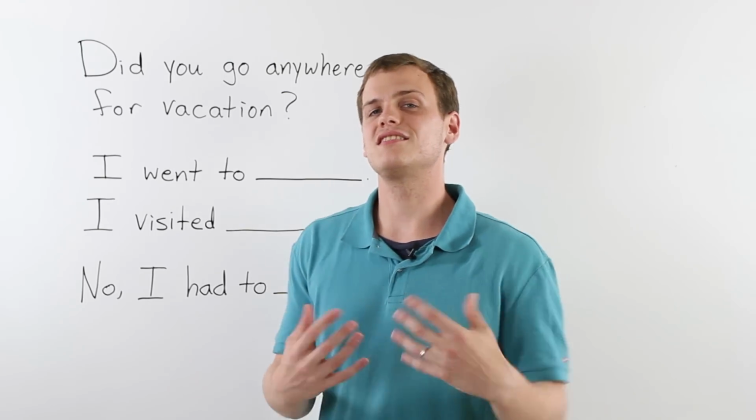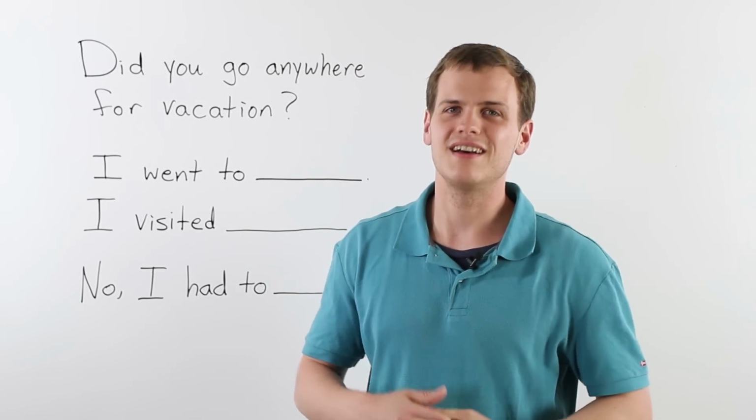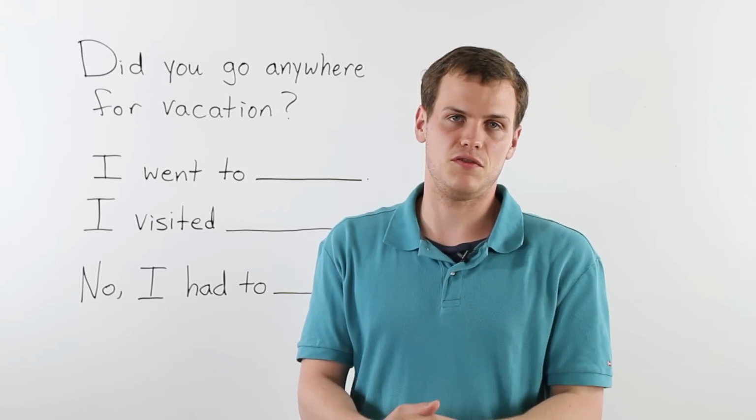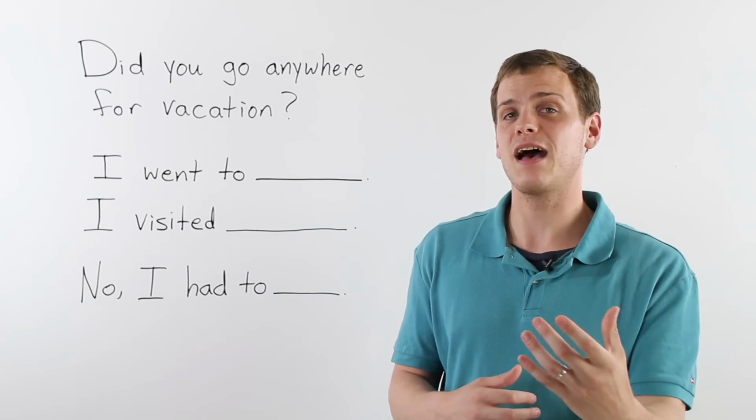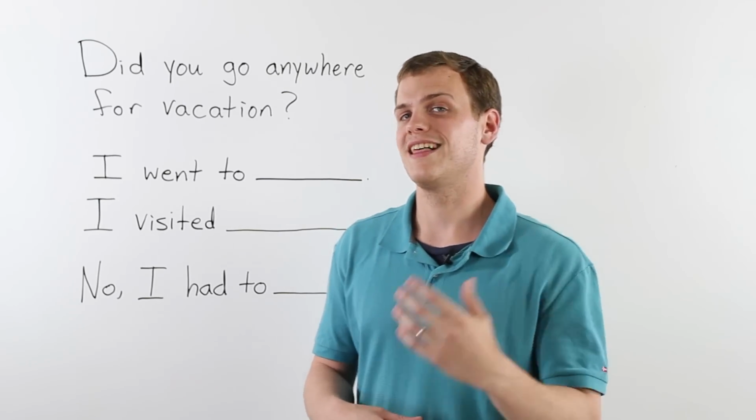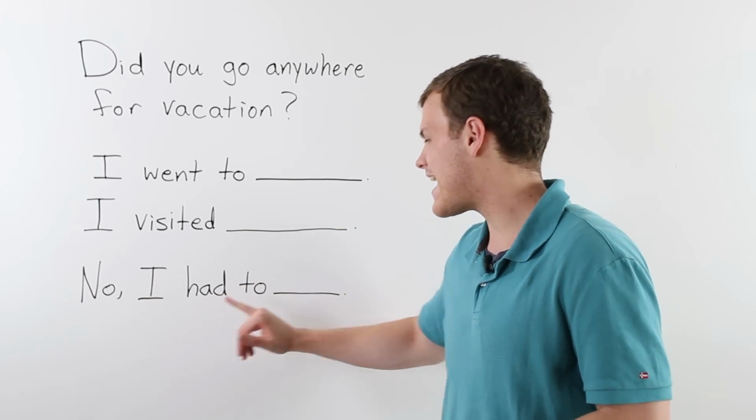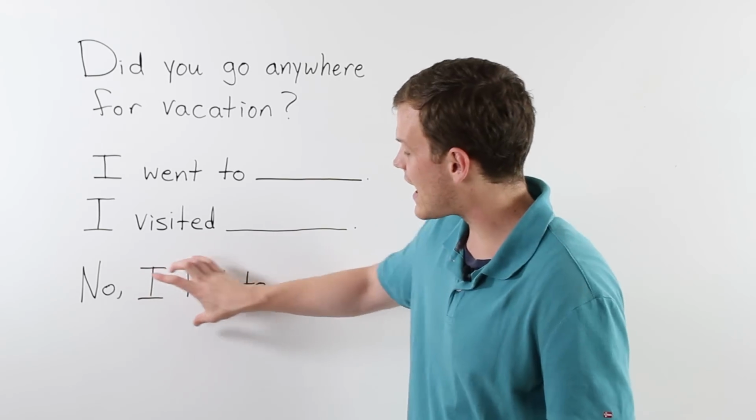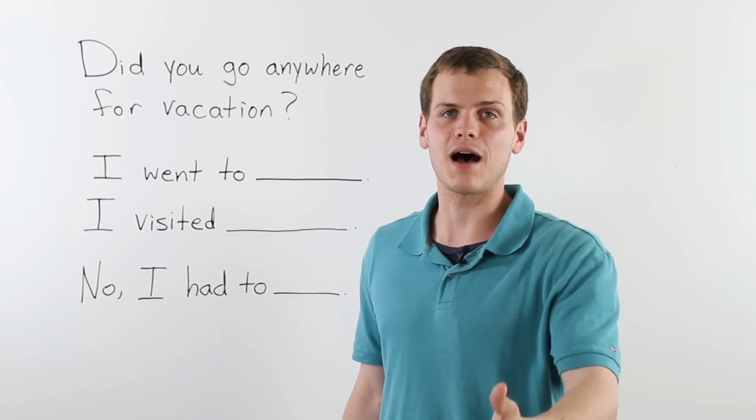But now, sometimes you can't go on vacation. Something stops you from going on vacation. And if that happens, you can use this phrase. We have no, I had to. And we say I had to because that means something stopped you.